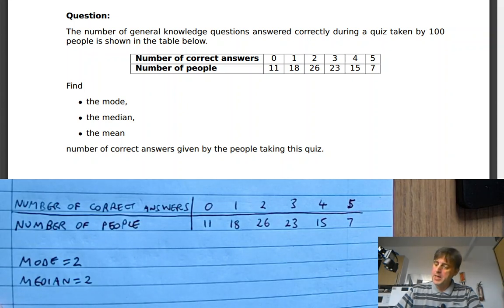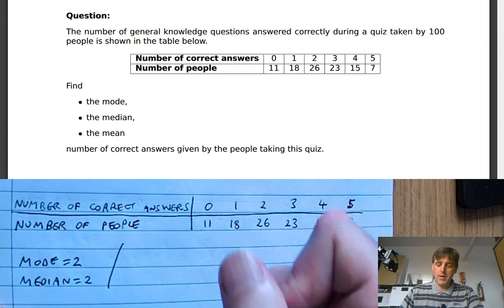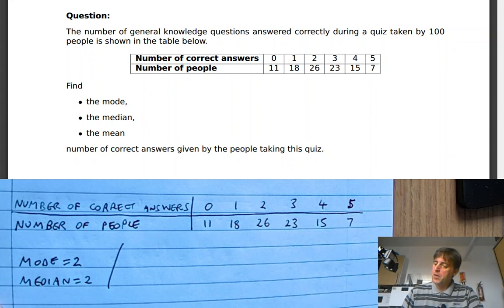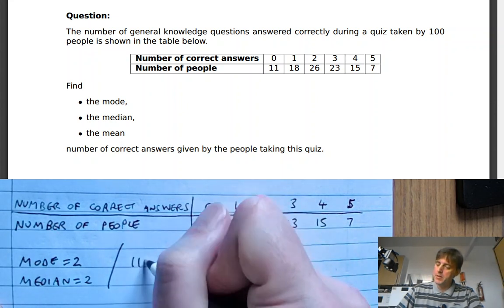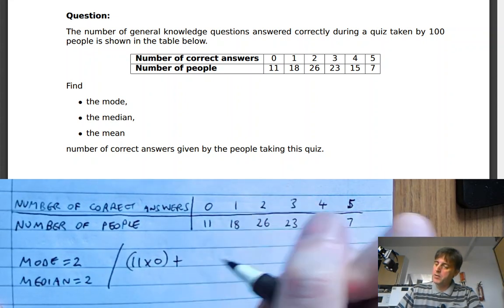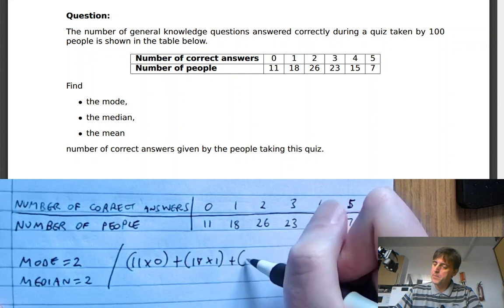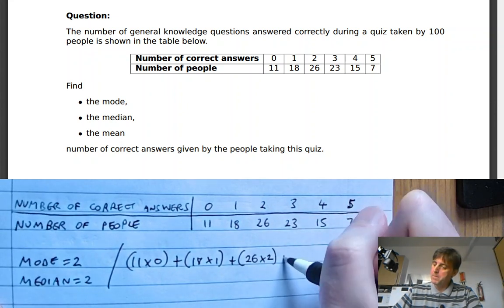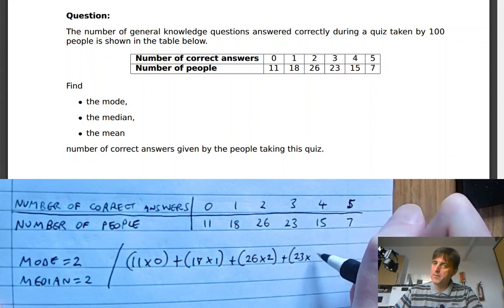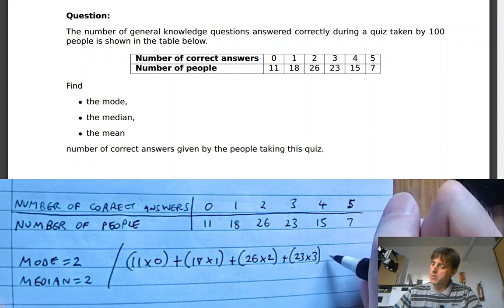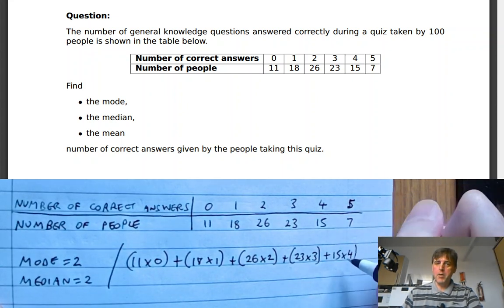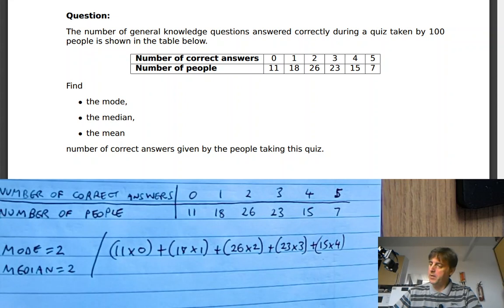Okay, and finally the mean. Now the mean is the one where we add together all of our numbers in our set of data and then divide by how many there are. So if we add together all of our numbers, we have 11 lots of the number 0, so 11 times 0, plus 18 lots of the number 1, plus 26 lots of the number 2, plus 23 lots of the number 3, plus 15 lots of the number 4, plus 7 lots of the number 5.